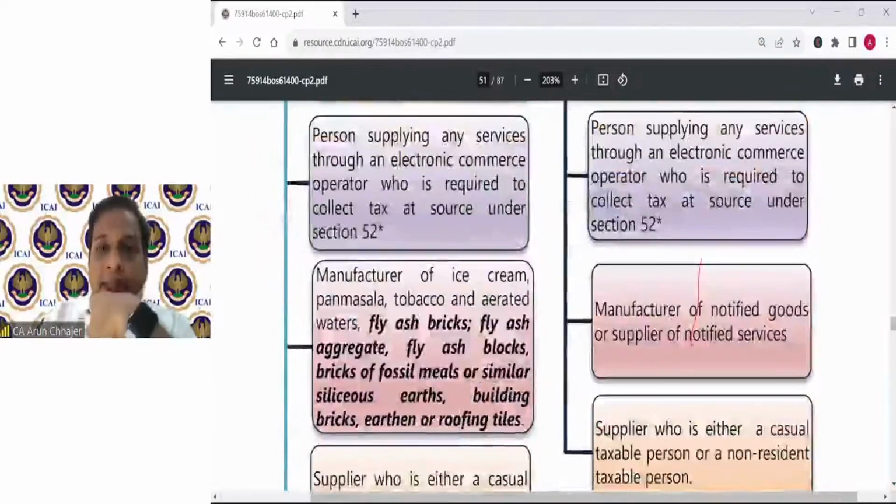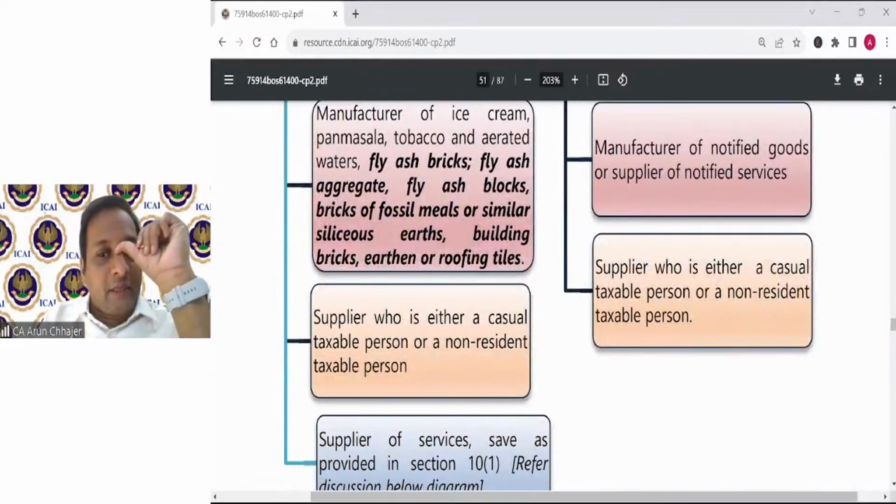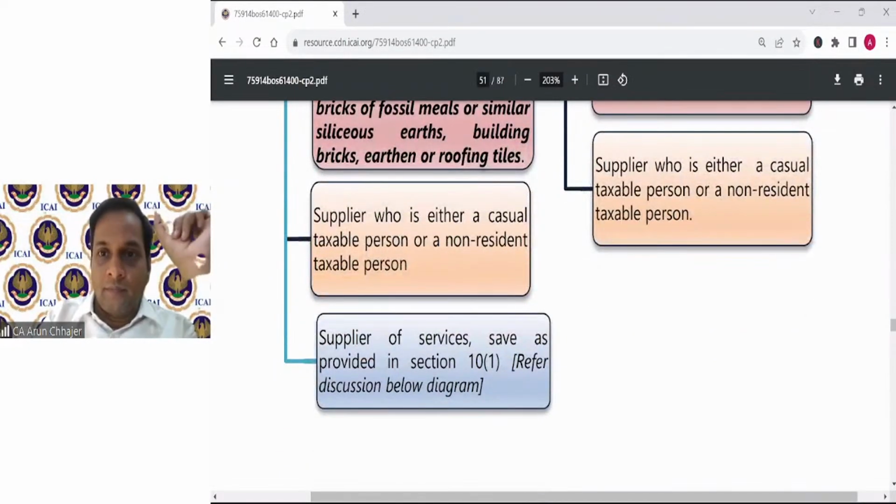Then next is manufacturing of notified goods or supplier of notified services. So here I can say that items like ice cream, pan masala, tobacco, aerated water, fly ash bricks, fly ash aggregates, fly ash blocks, etc. have been notified as manufacturing not permitted. Supplier who is either a casual taxable person or non-resident taxable person, again, he is not allowed.